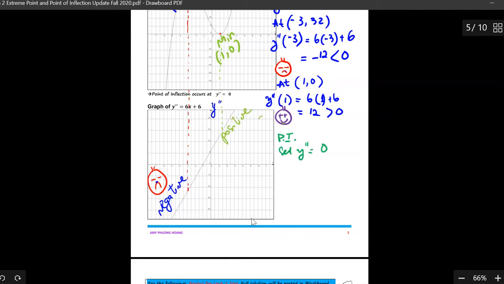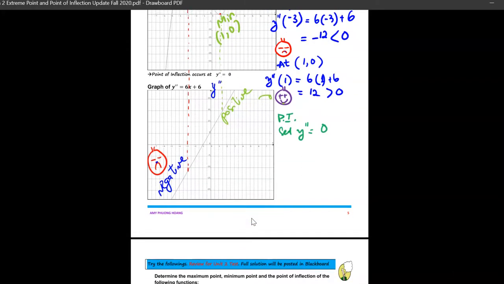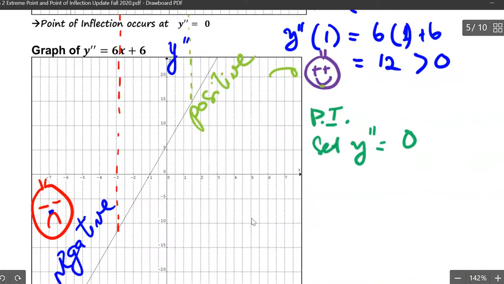And obviously I have this smiley face. Okay, so now to find the point of inflection, I will set y double prime equal to 0 and then solve for x. So I'm going to continue with this. Let me give myself some space. Then solve for x.